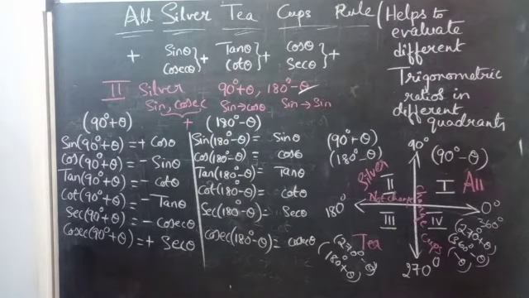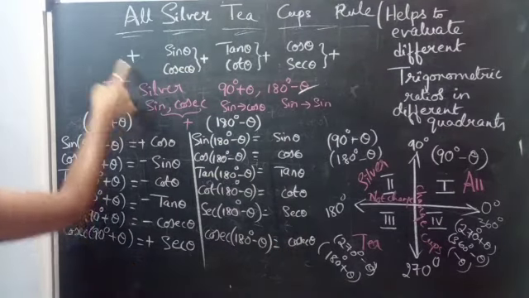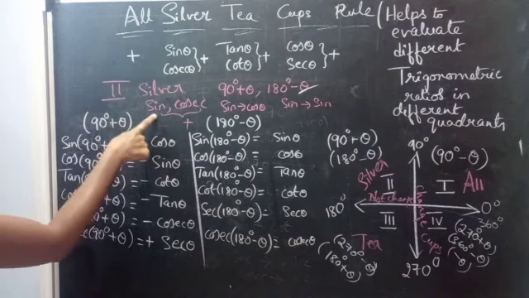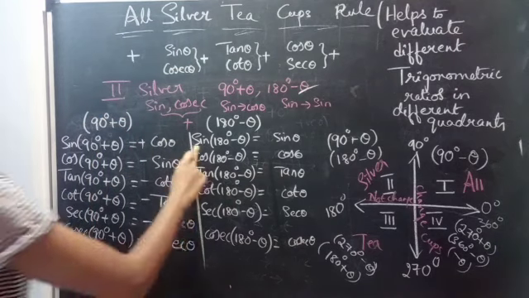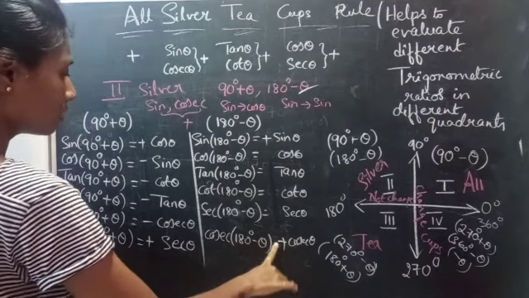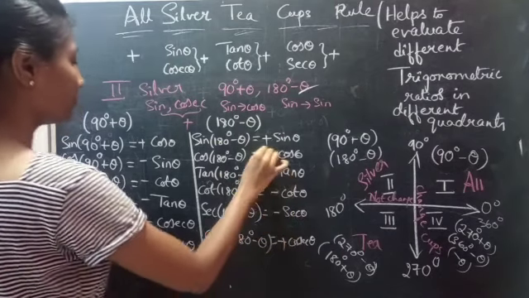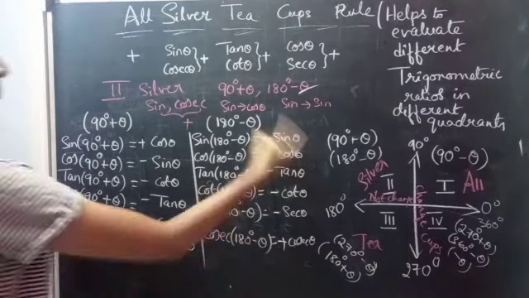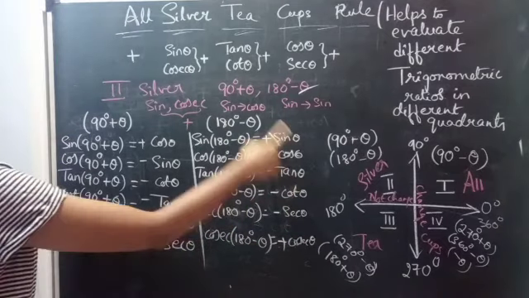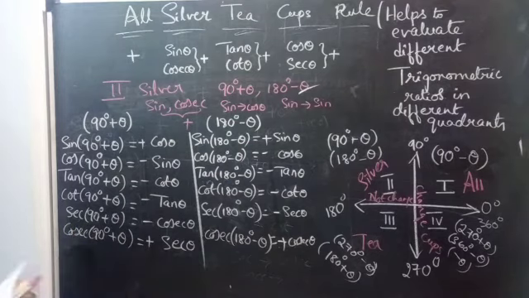So the signs, positive or negative, depend upon the quadrant. In the second quadrant, sine and cosecant are positive and the remaining are negative. This is for 180 minus theta and this is for 90 degrees plus theta. Likewise, you can find for the other quadrants.